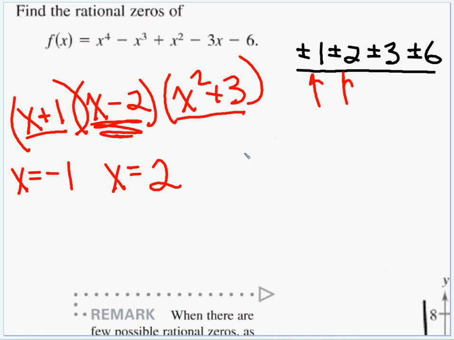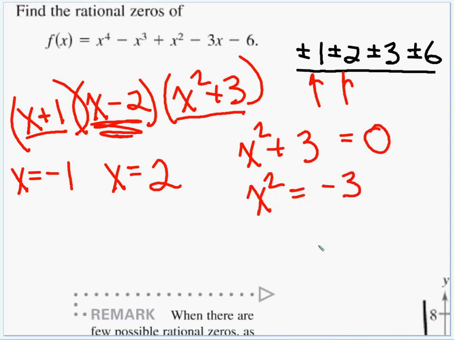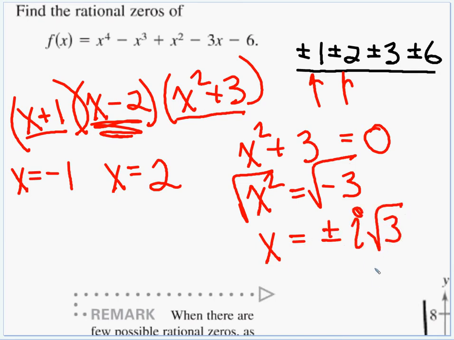And then if we look at this one, x squared plus 3 is equal to 0. That would be x squared equals negative 3. And when we take the square root, at least the negative can escape as an i. x equals plus or minus i times the root of 3.